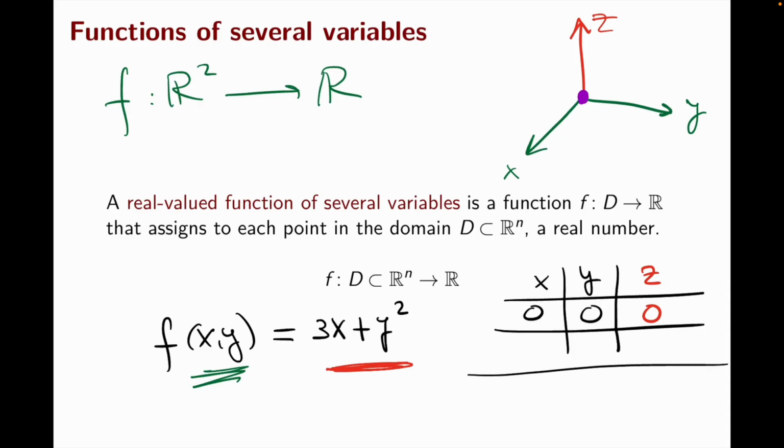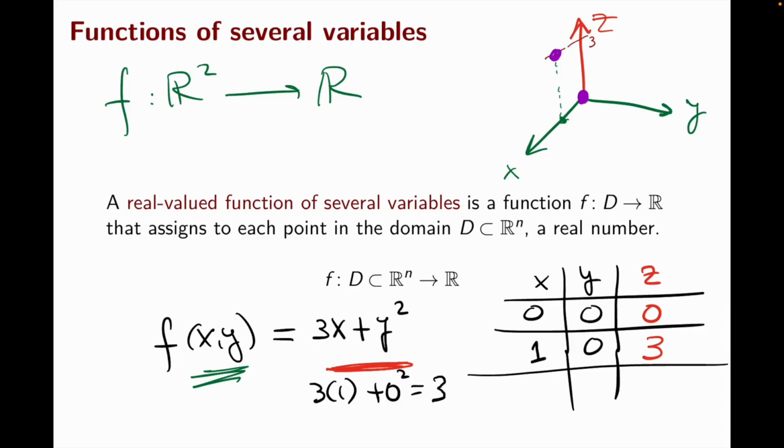If we give other values, for instance, let's give the value 1 for x and 0 for y. What will be the value of z? Well, we do the operations here: 3 times 1 plus 0 squared. So the result will be 3. So the value of z here will be 3. Then our next point is going to have x equal to 1 and y equal to 0, so this is the point of the domain, and we go in the z-axis until the value 3. So this is the next point of the function.